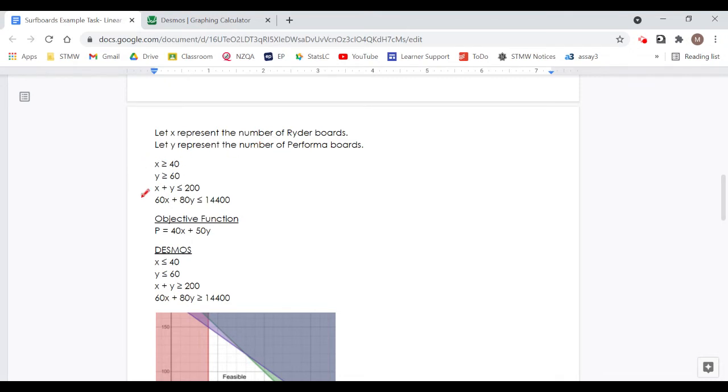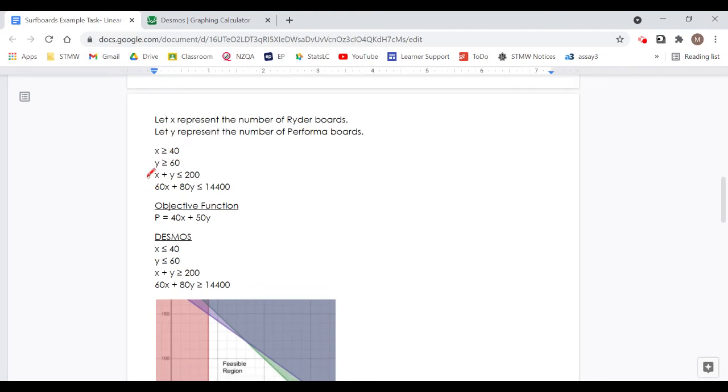Next, we've got our inequations. This first one came from the information above, which said that they had to make at least 40 rider boards. So the number of rider boards has to be greater than or equal to 40. Similar for performer boards, they had to make at least 60. My third inequation came from the maximum number of boards that they could make. So the rider boards plus the number of performer boards has to be less than or equal to 200.